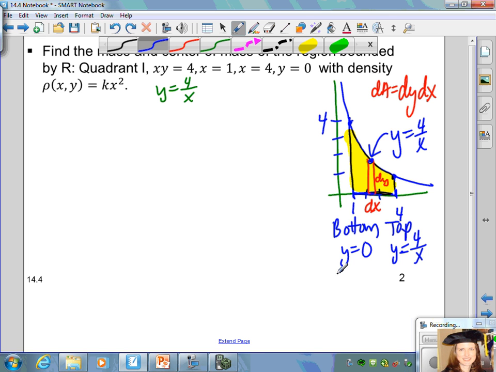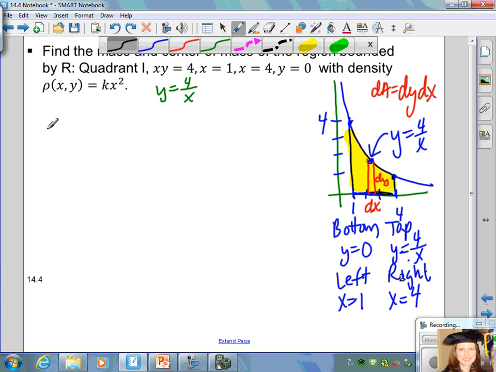And then to determine your bounds for x, you slide that rectangle all the way to the left of this region, which is x equals 1. And then slide it all the way to the right of that region, where x is equal to 4. So your lower bound for x is 1, your upper bound for x is 4.